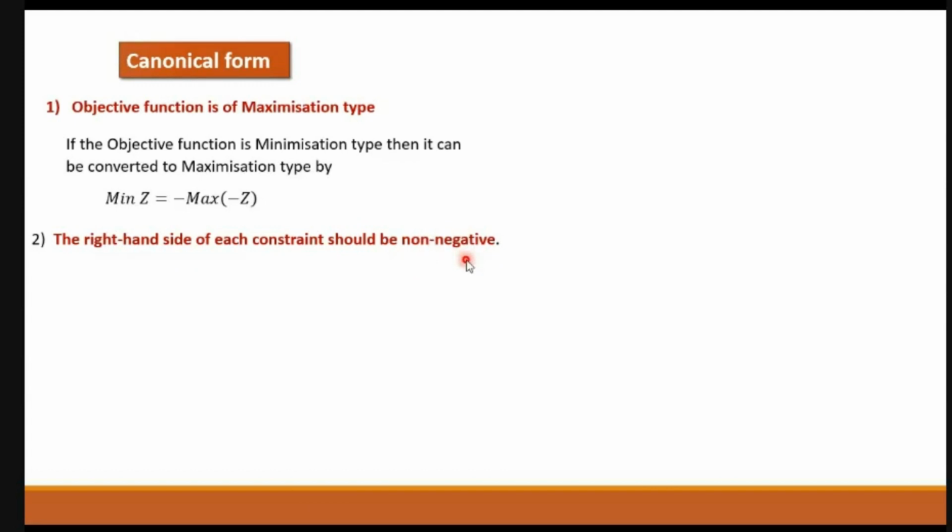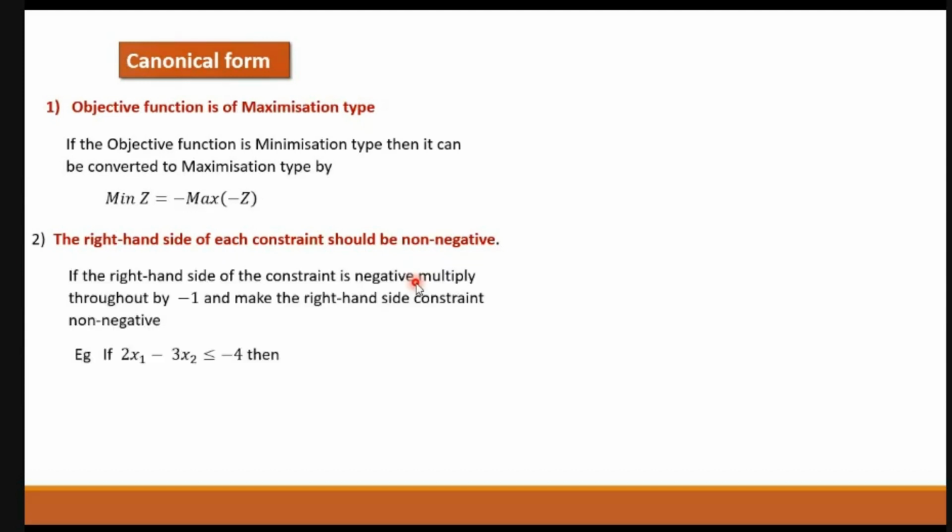When I say the right hand side of each constraint should be non-negative, it means it can be 0 also. 0, 1, 2, 3, 4, etc. The right hand side of each constraint should be non-negative. And if suppose it is negative, suppose you have a -4 here, then multiply this inequality by minus sign and make the right hand side a positive number. The right hand side of each constraint should be non-negative.